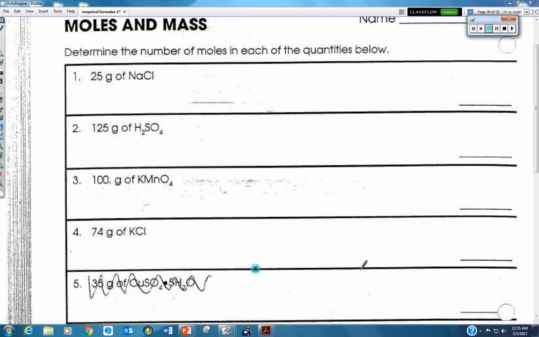Alright, so this is part 2 of the review video in preparation of solving for empirical formulas. We've already discussed percent composition and molar mass. Now we are going to look at how do we determine the number of moles when given the number of grams of a compound. So what are the tie-ins, what are the connections of this? So in order to determine the number of moles, to go from moles to mass, we still need to know molar mass.